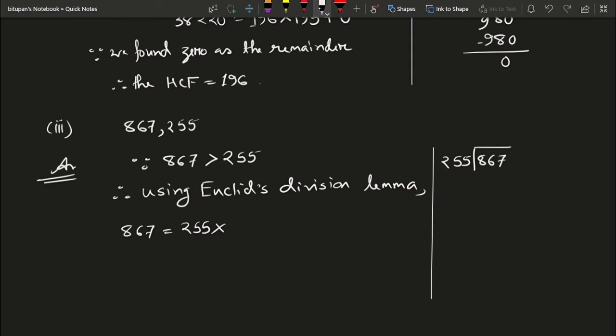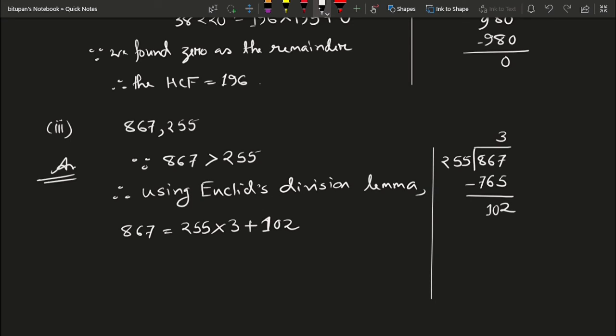Now how many times will it go? Probably 3 times, because if I multiply by 4 it will be greater than 867. So 3 times 5 is 15, 1 left, 3 times 5 is 15 plus 1 is 16, 1 left, 3 times 2 is 6, 6 plus 1 is 7, so 765. When we subtract them, I'll get 7 minus 5 is 2, 6 minus 6 is 0, 8 minus 7 is 1, so 102 is the remainder, which is lesser than 255, so we cannot continue this. So it will be 3 plus the remainder 102.